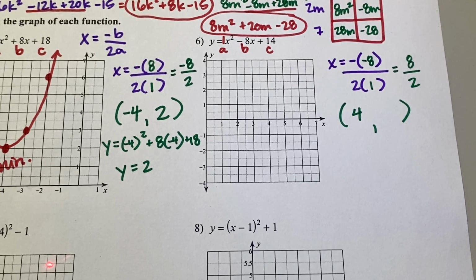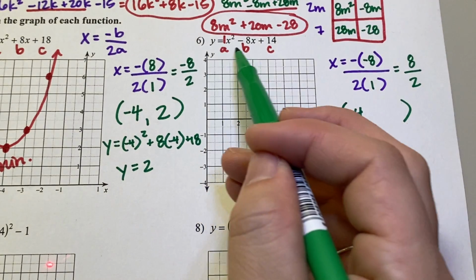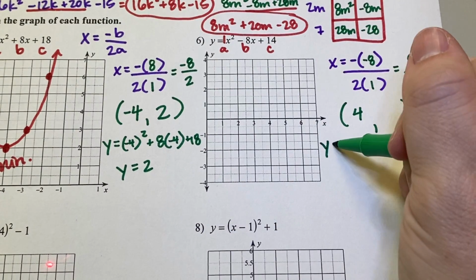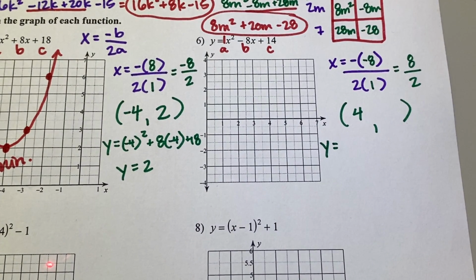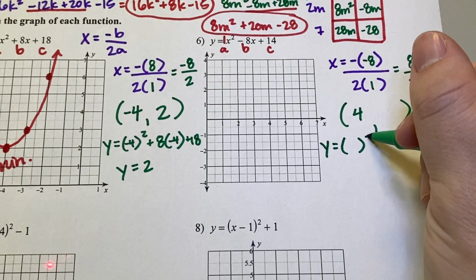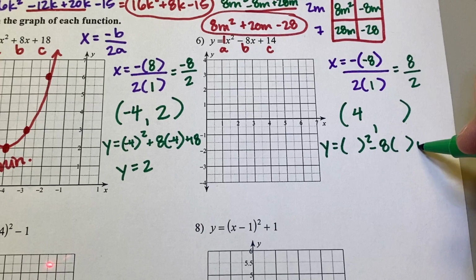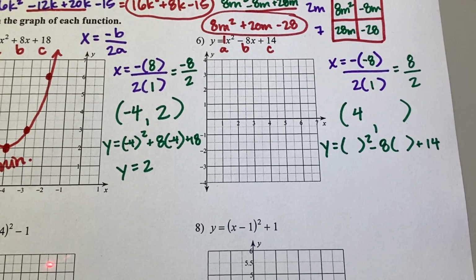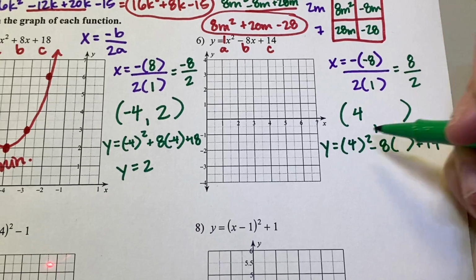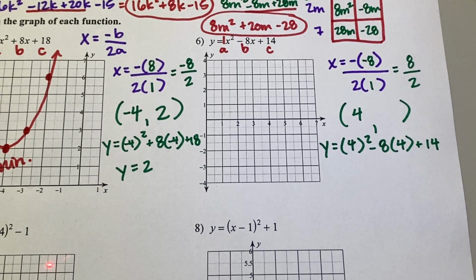Nice. Okay, now comes what looks like a hard part, but you're just going to let your calculator do the work. We're going to go back to our equation because now it's y equals. We need to figure out what y is. x squared minus 8x plus 14. We figured out that positive 4 was x, so place 4 in the x spots.